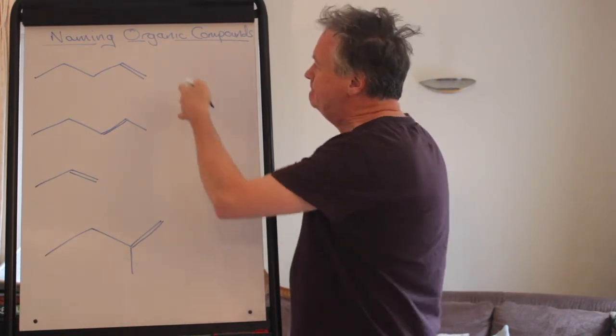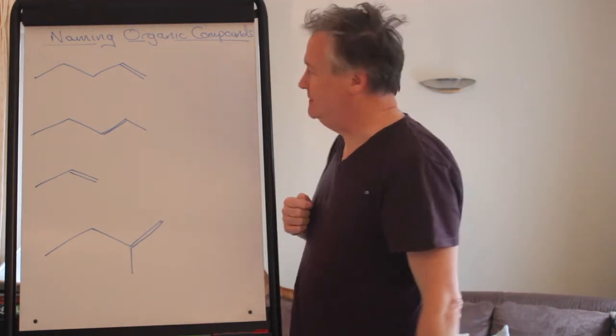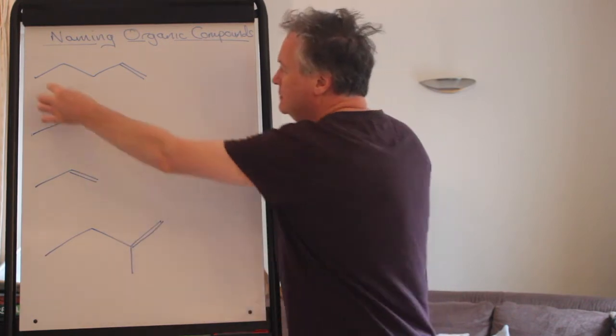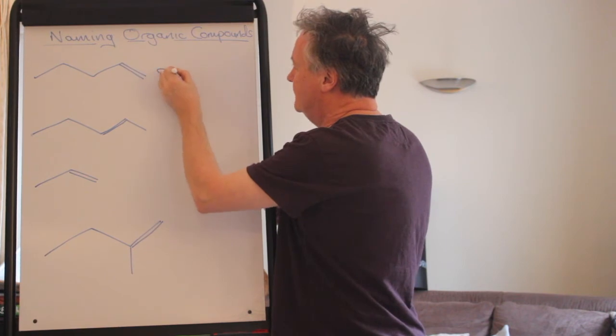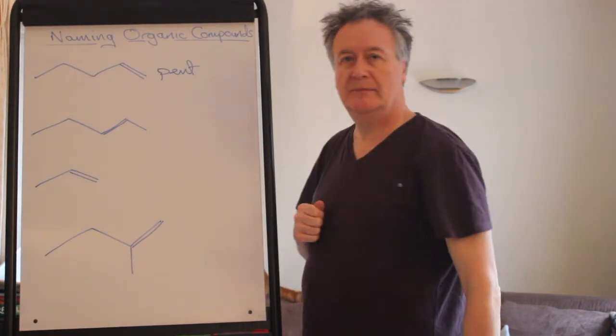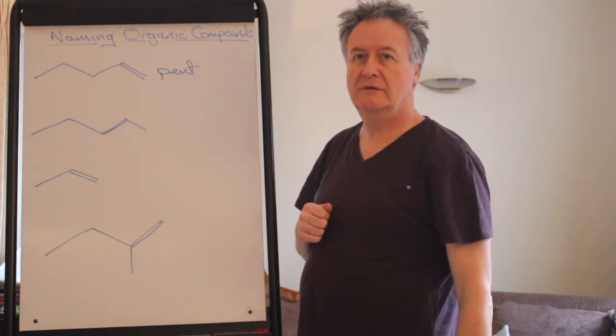It's an alkene this time. How many carbons, first of all? 1, 2, 3, 4, 5. So, pent, 4 bonds, 5 carbons.